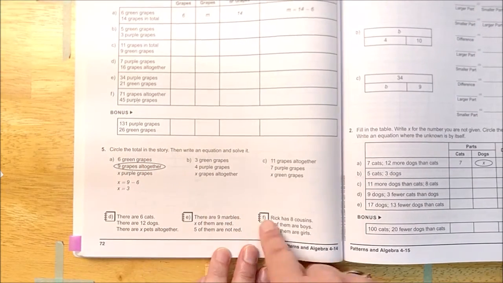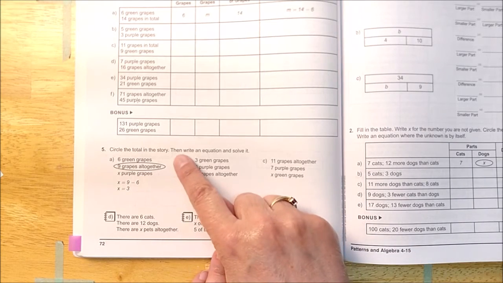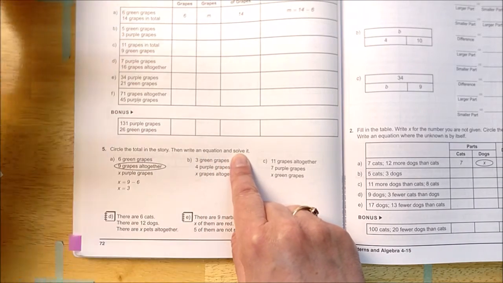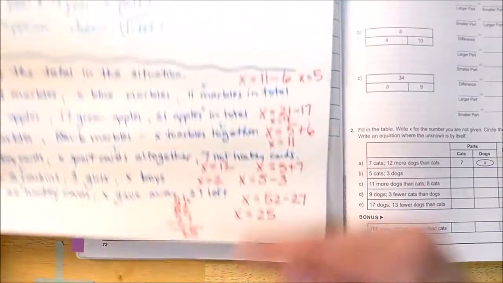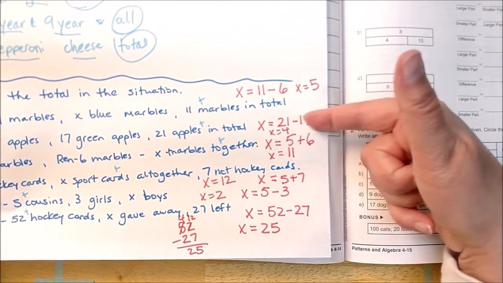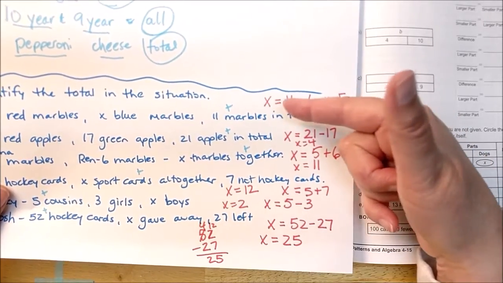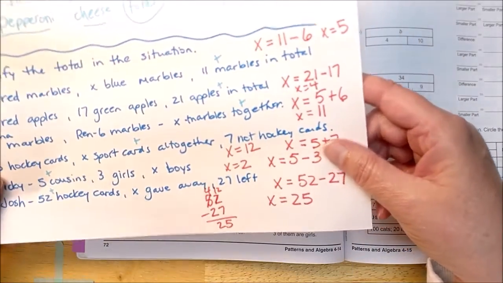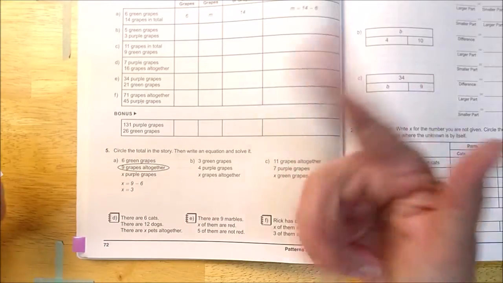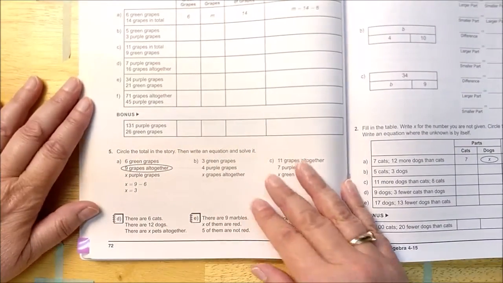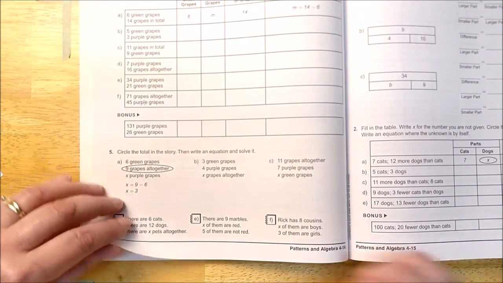So which one of these says the total? Circle it. Then write an equation to solve it. Just like we did behind here, we wrote an equation to solve it. Remember that the X has to be all by itself on one side. So what is the X? Is it the total, part 1 or part 2? And that is your whole math lesson today.